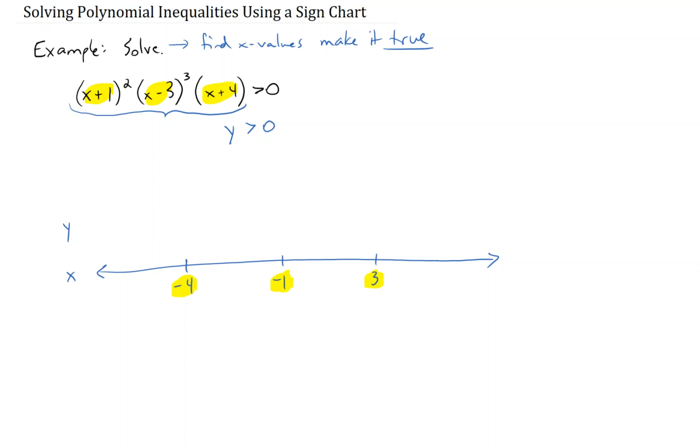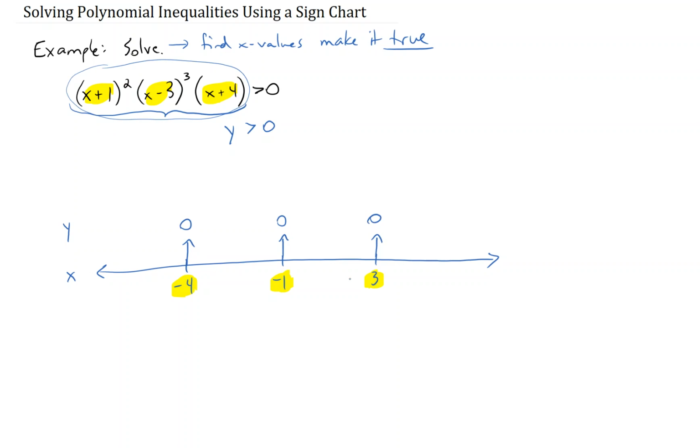In fact, if you were to plug each of those x values into the entire left side, y, like if I plugged -4 in for all three of the x's and then multiplied all of this out, I would get 0. The same is true if I plugged in -1 or 3. So those three x values give me a y value of 0.